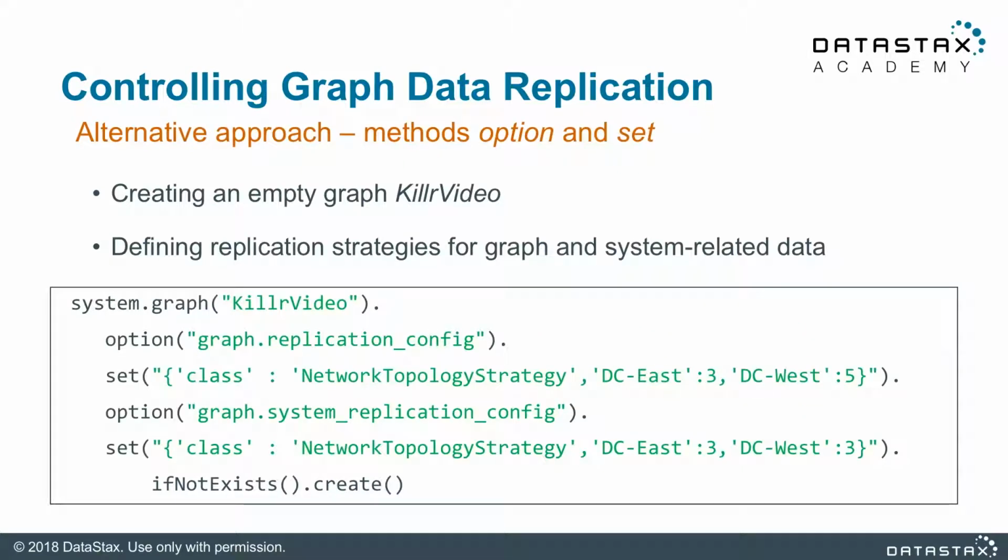On this slide, we see another way to set the replication factor as well as the topology strategy. We use the option and use the set method along with the option. So here we have a graph called killervideo, and we are setting the option replication config, and we're using the set to set it to network topology strategy, and we're setting the two different data centers, DC East and DC West, each with 3 and 5 for the replication factors.